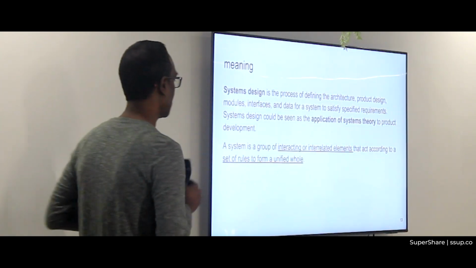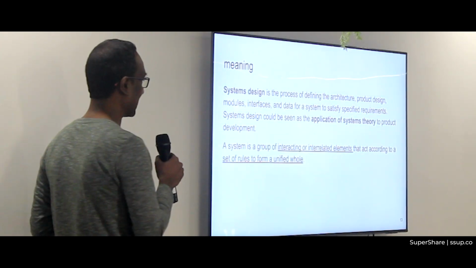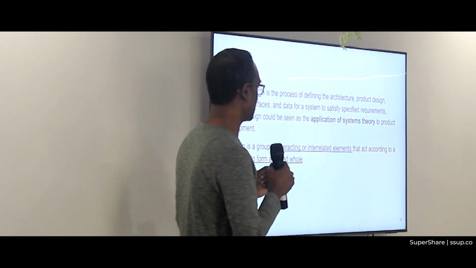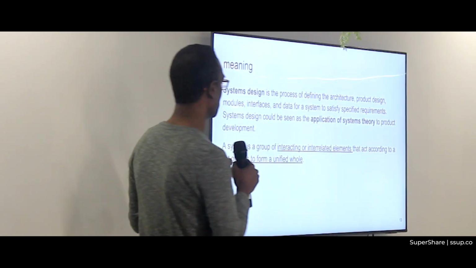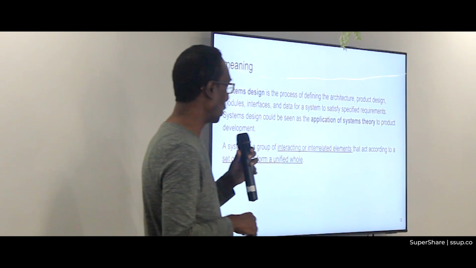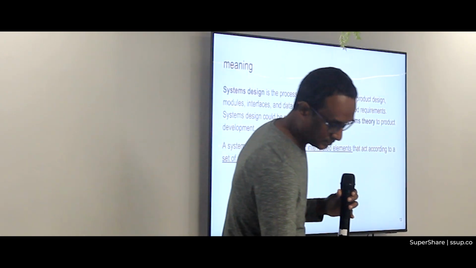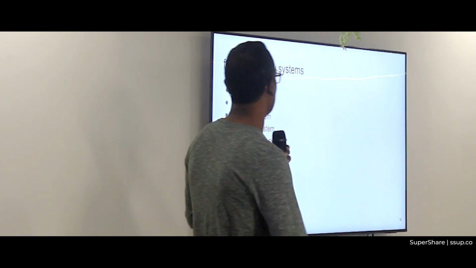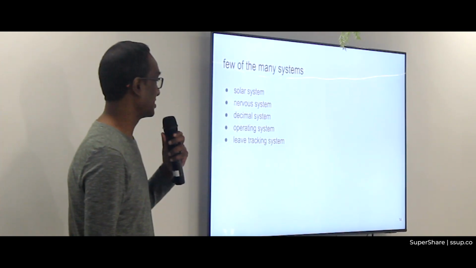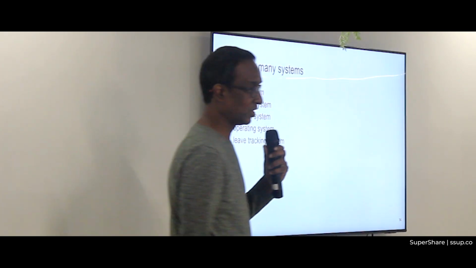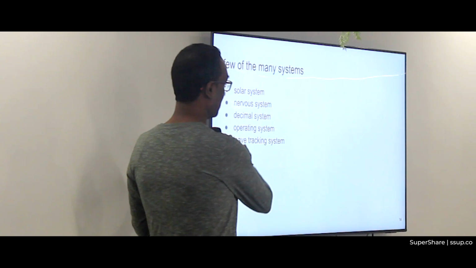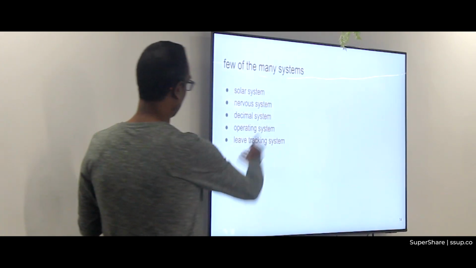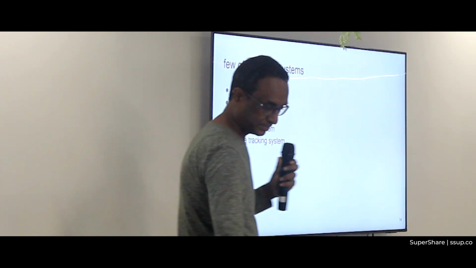And what is a system? A system is a group of interacting or interrelated elements that act according to a set of rules to form a whole. Systems are everywhere. They can be as big as a solar system and as small as a molecular system. They can be human, they can be man-made, they can be application software, and so on.